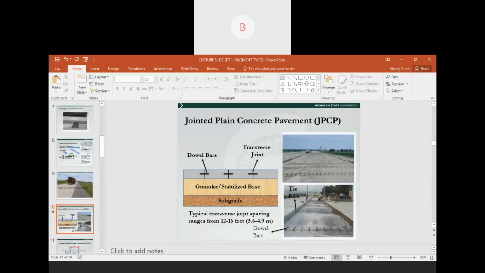The typical joint spacing, as I had mentioned, that is the center to center distance between this row of dowel bars and this row of dowel bars, is usually between 3.6 to 4.9 meters, or 12 to 16 feet. This is a typical characteristic of a jointed plain concrete pavement, that the transverse joint spacing is very close to each other.